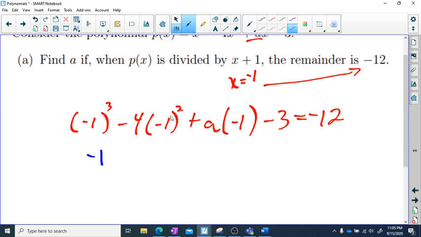-1 squared, do your exponents first, so -1 squared is 1 times -4, that's -4. A times -1, that's -A. Subtract 3 equals -12. So I got this nice single variable here all by itself.